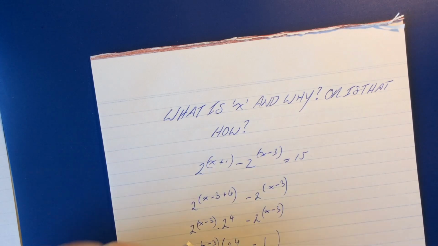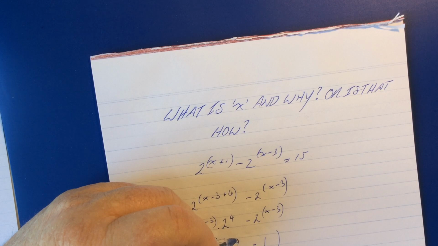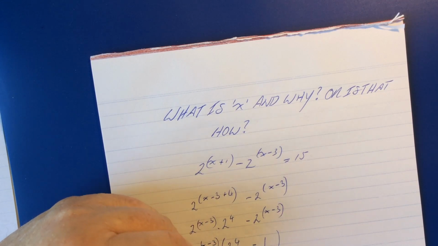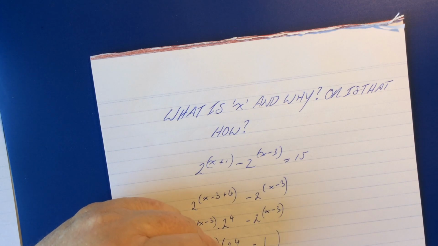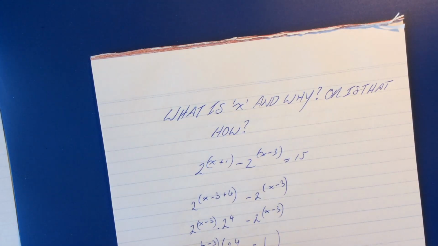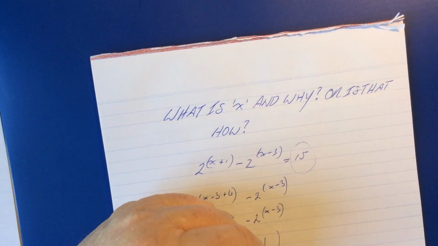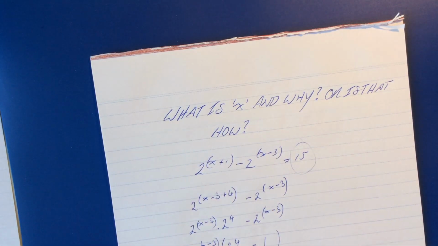Now, I can simplify this as 2 to the power of 4 is 16, minus 1 is 15. That is 15 times 2 to the power of x minus 3. So that's 15, that's that, just written the other way round. Now, what does that equal? Well, we've neglected this number here, so let's bring it down. That equals 15.